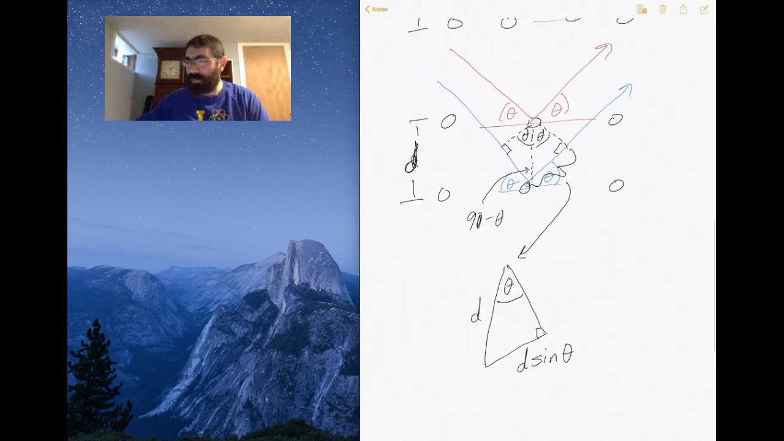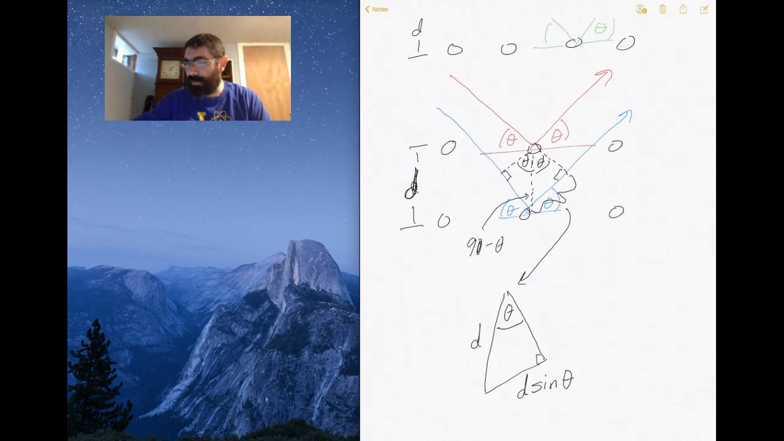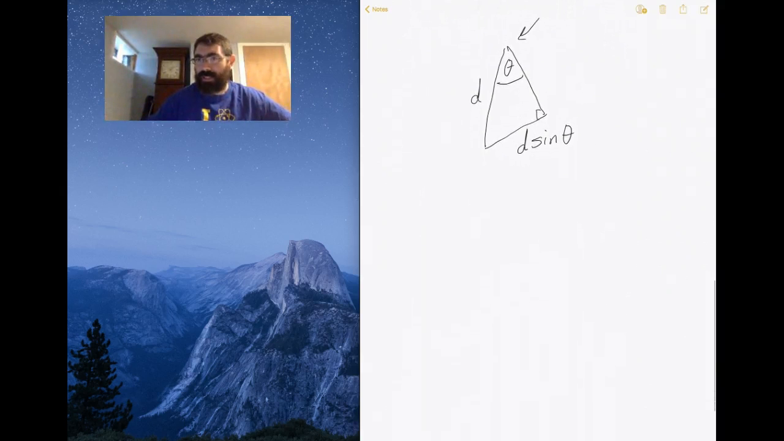Now if I go back and look at this, I have these two parallel lines which have the same length to them. And these two parallel lines also have the same length to them. So the extra distance that the blue line is traveling is this distance here and this distance right here. And so in the end, if I want constructive interference, then I basically have to have a distance of twice of 2d sine theta.